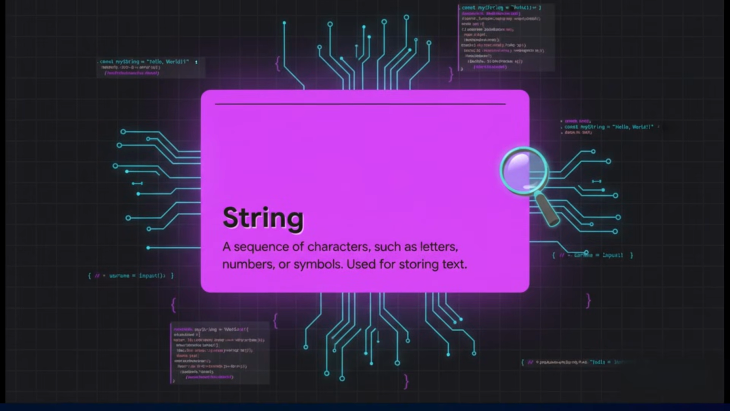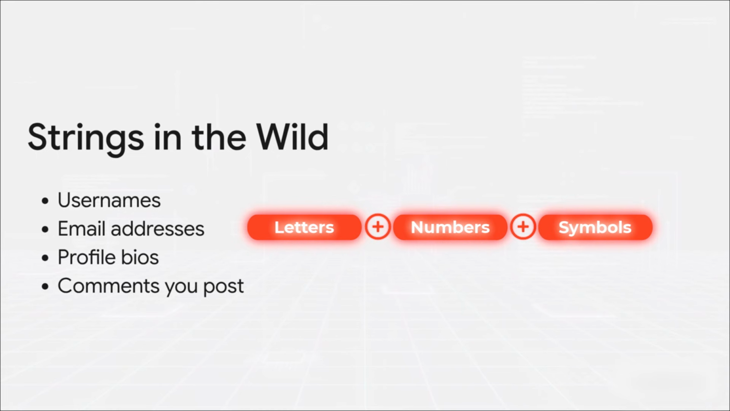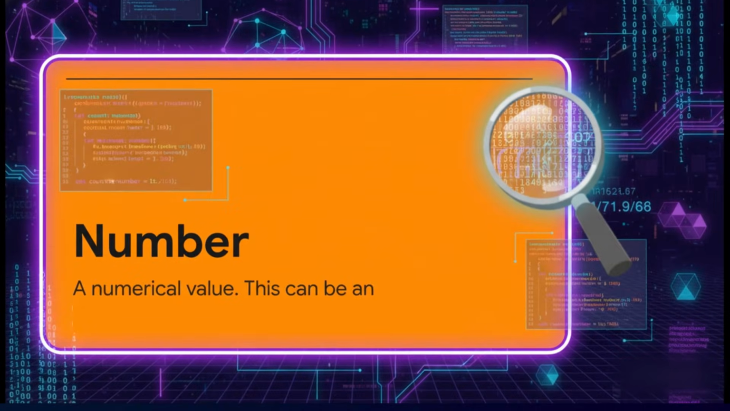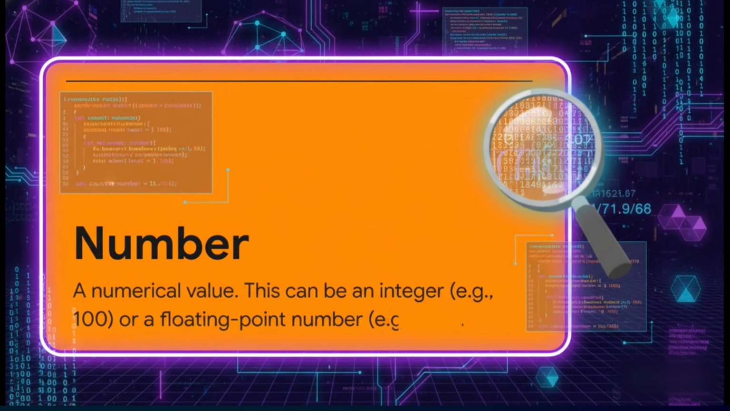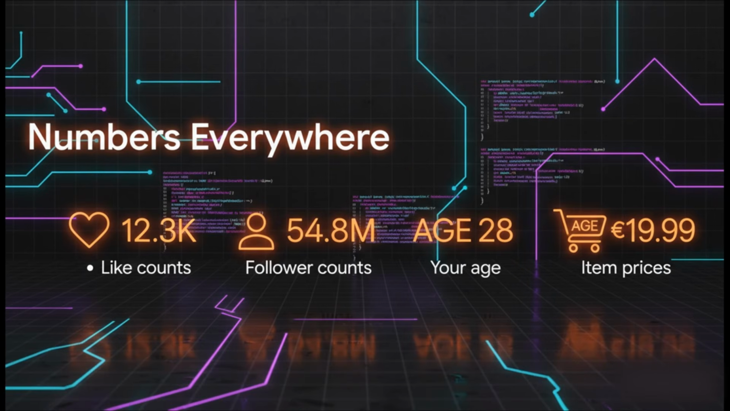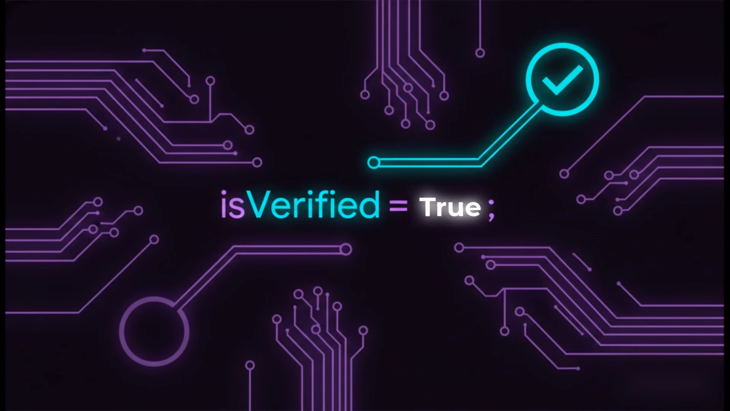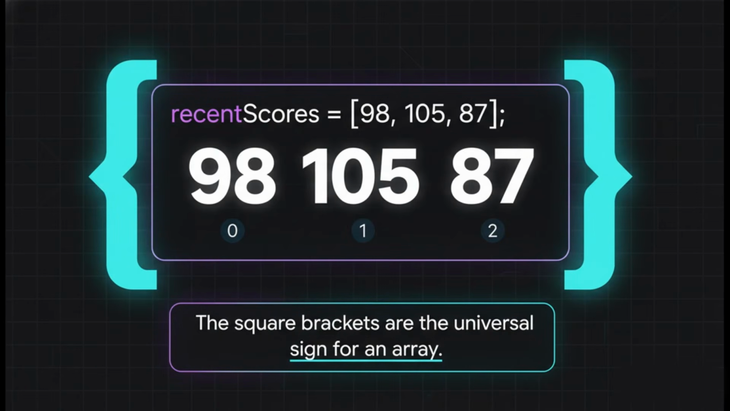String, a sequence of characters such as letters, numbers, or symbols used for storing text. Number, a numerical value. This can be an integer, for example 100, or a floating point number, for example 3.14. Boolean, a data type with only two possible values, that is true or false, used for conditional logic. Array, an ordered list of values. The values within an array can be of any data type.